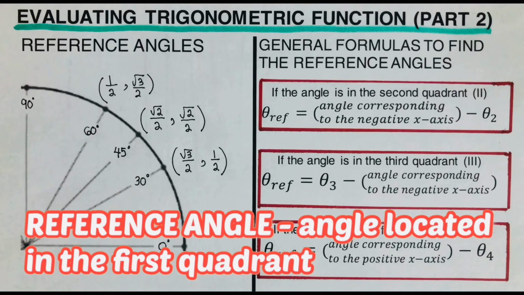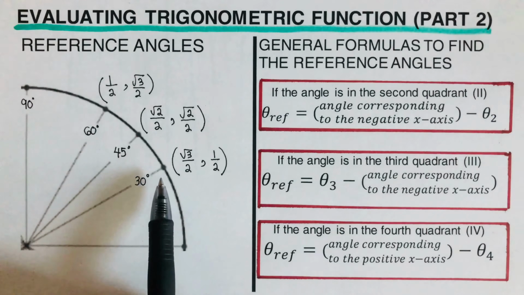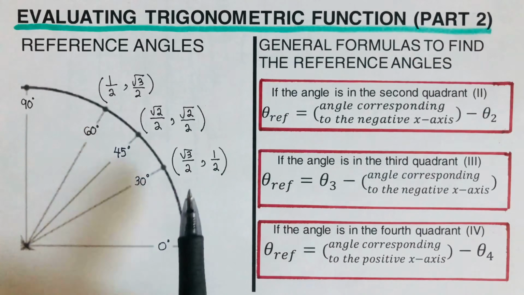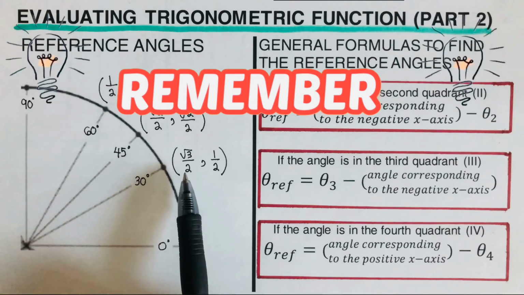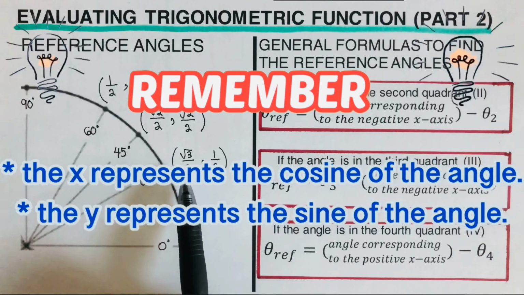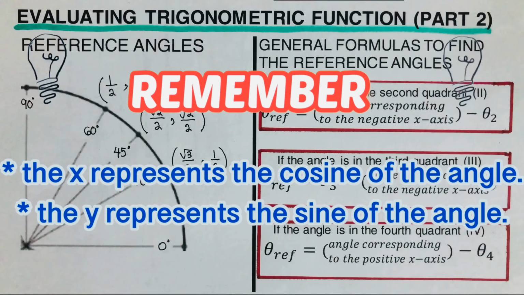So I actually cut this piece right here from the unit circle, and this is located in the first quadrant. As you can see here, there are coordinates for each of the angles. These coordinates are giving us very important information about this angle. We remember that the x represents the cosine of the angle and the y represents the sine of the given angle. So I'm just going to write that down here.